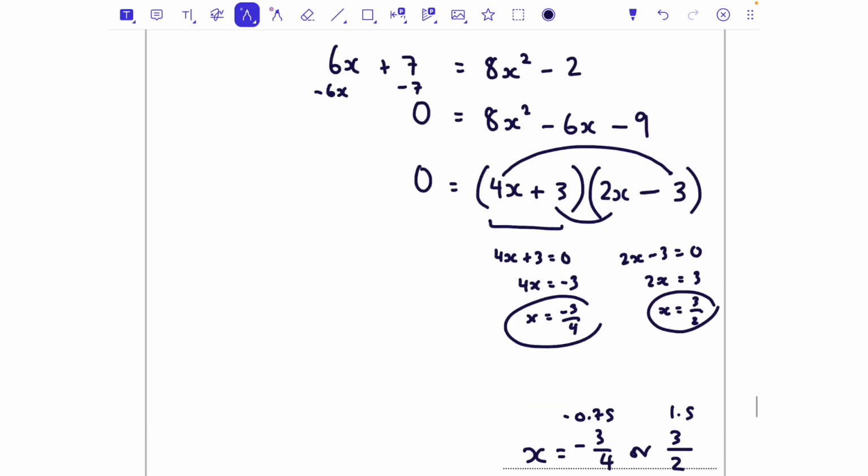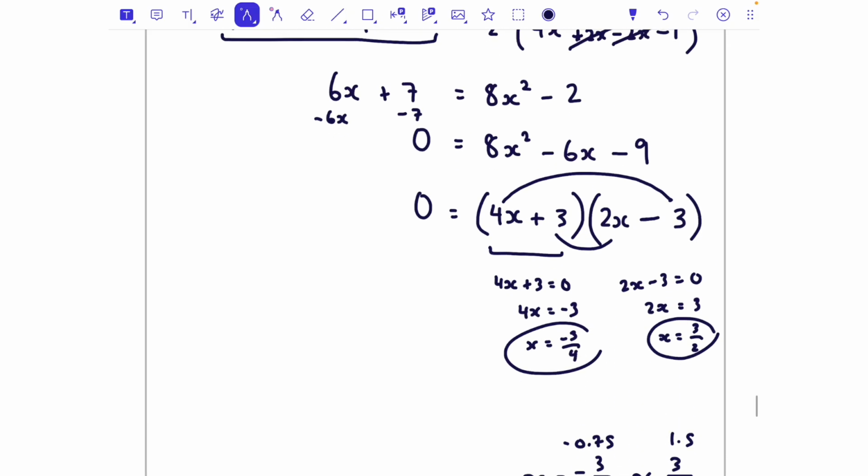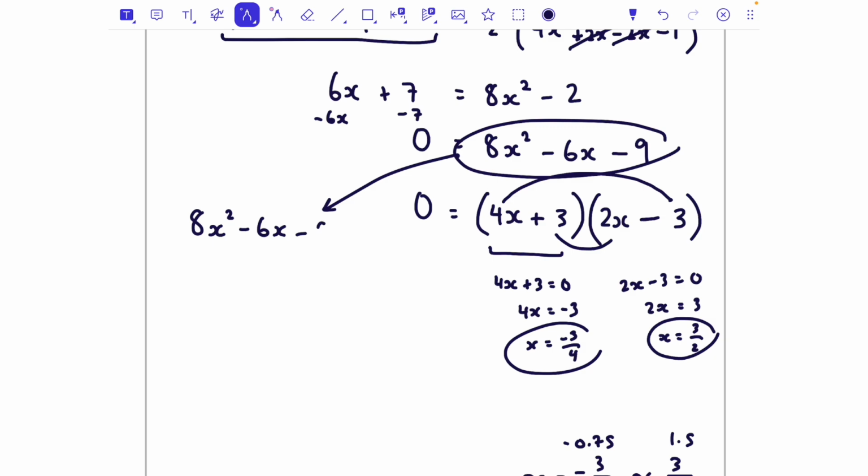There we go. Now, if you want to learn how to factorise when there is a number in front of x squared, there is a method called splitting the middle. Now, to split the middle, let's take this 8x squared minus 6x minus 9. You would take the a and the c and multiply them together. So multiplying them together, we get minus 72. And then we're adding to make minus 6.